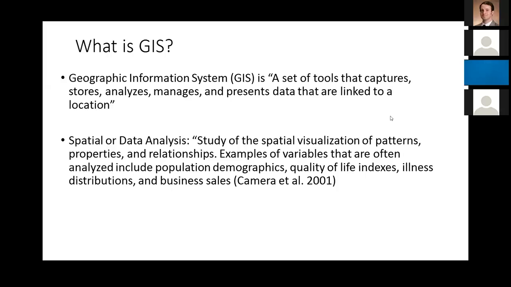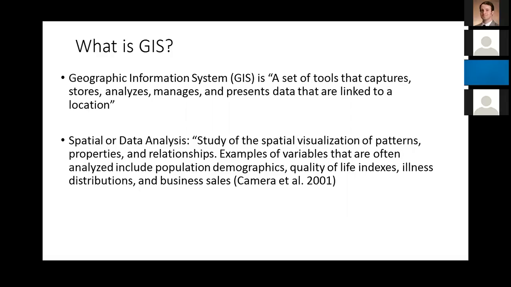All right, so we can think of GIS as a geographic information system. So it is a set of tools that captures, stores, analyzes, manages, and presents data that are linked to a location. So it's a pretty big thing, right? It's a lot of different pieces. It's technology, it's the individual, it's the data, all coming together in the production of geographic information.